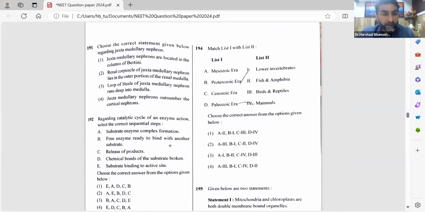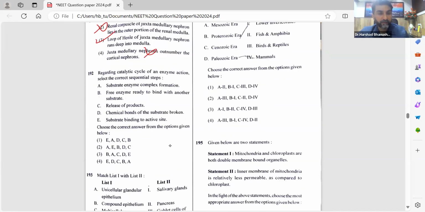Juxtamedullary nephrons are located in the columns of Bertin. Wrong. Renal corpuscles are present in the medulla. That's wrong. They are found in the cortex. Loop of Henle is long in juxtamedullary nephrons and goes deep. That's correct. Juxtamedullary nephrons outnumber. That's wrong. They are few in number. Answer would be option number 3.